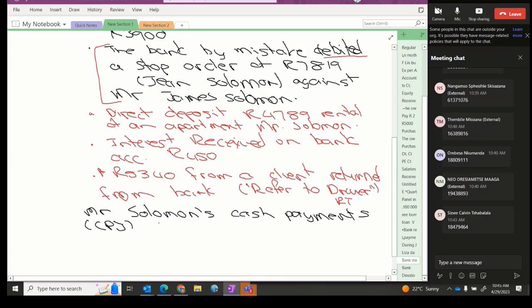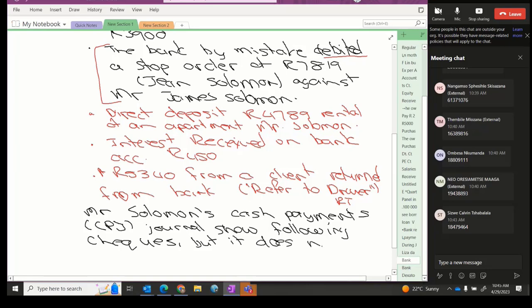Okay, so the cash payments journal shows the following checks, but they do not appear on the bank statements. Okay, so then they give you a few checks.